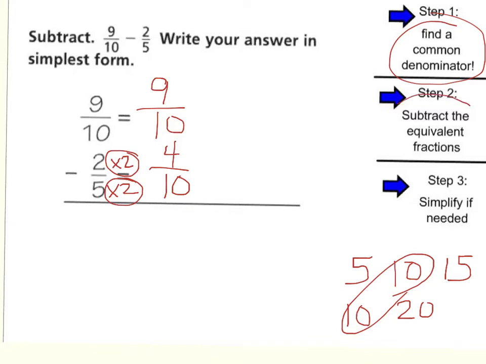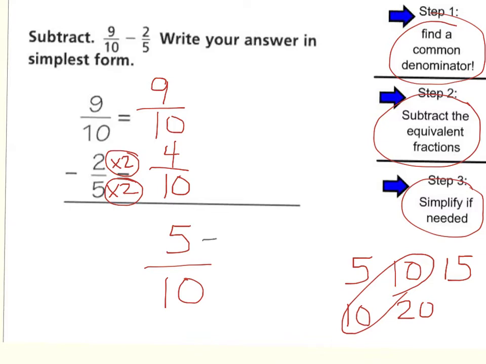So then the second thing I do is just subtract. So I subtract 9 minus 4 is 5. And my 10, I would just carry down, so my denominator would stay the same. The last step is to simplify if needed. Well, I actually will need to simplify this one because there's something that I can divide into 5 and 10.